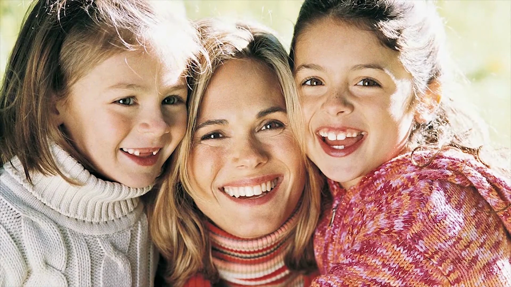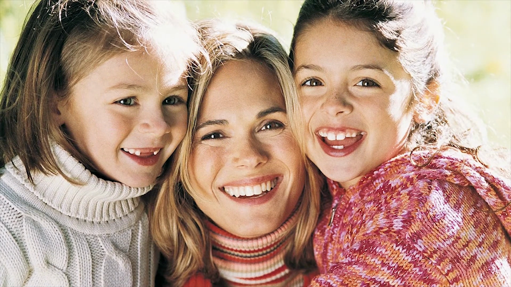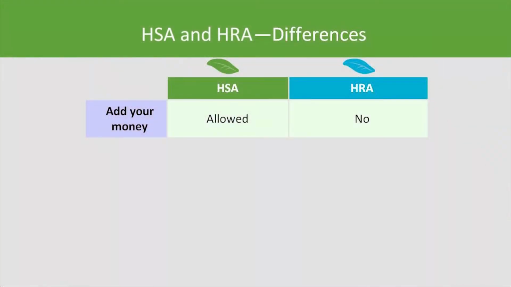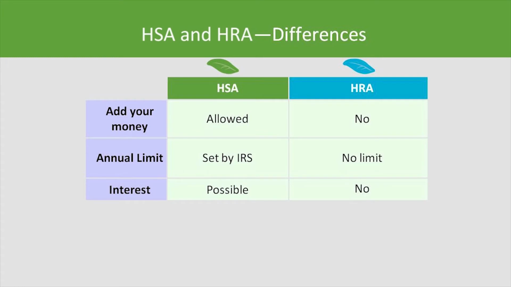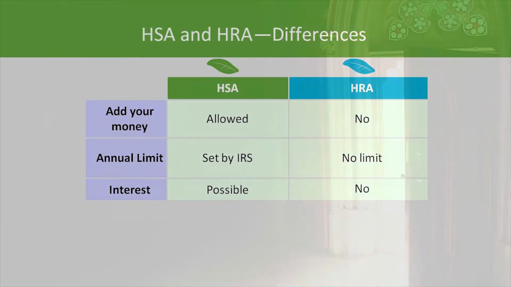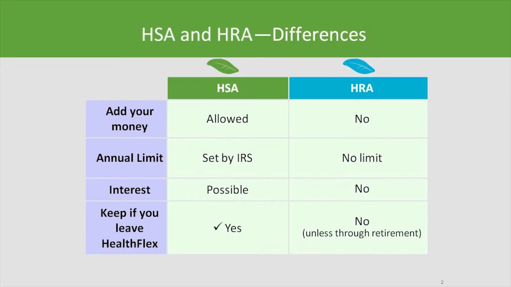The HealthFlex HSA has some important differences from the HRA. For one thing, you have the option to add your own money to the HSA account, in addition to anything that may be deposited by the plan sponsor. But the total contribution from all sources is limited to an amount defined by the IRS. The money you deposit isn't subject to taxes. Furthermore, HealthFlex HSAs can earn interest depending on investment options. HRAs don't. If you leave HealthFlex or the UMC, you take your unspent HSA balance with you. It's yours no matter what.